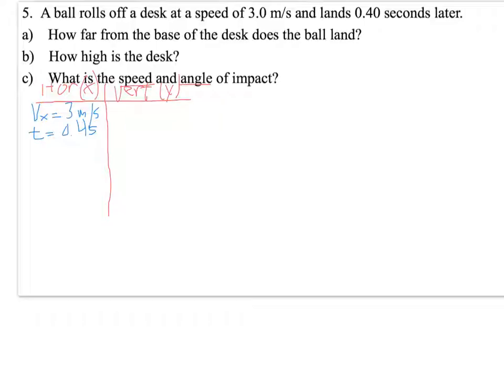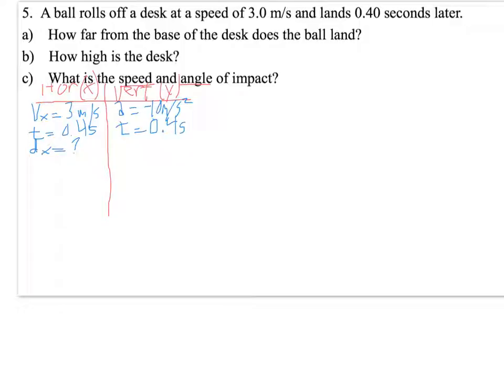On the vertical side, we really don't know much. We know that the acceleration is equal to minus 10 meters per second squared. That's actually a lot, because we also know that time is the same for the vertical and the horizontal. Time is 0.4 seconds. On the other side, dx, how far away did it land? That's an unknown.